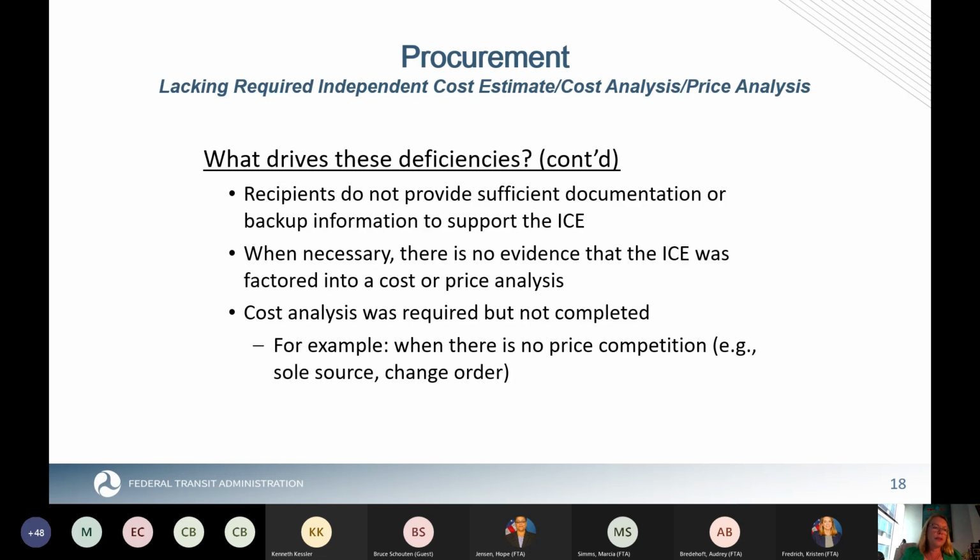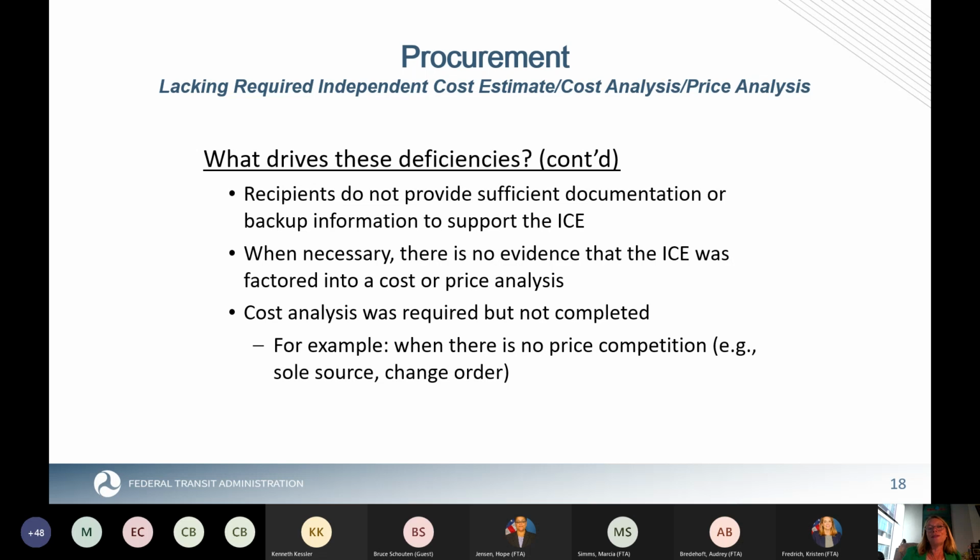So continuing with some of the drivers, you may not provide adequate documentation for what was the source to support your independent cost estimate. It may just be a number in the file. So you should provide a little more information about what you're basing your independent cost estimate on, when necessary.